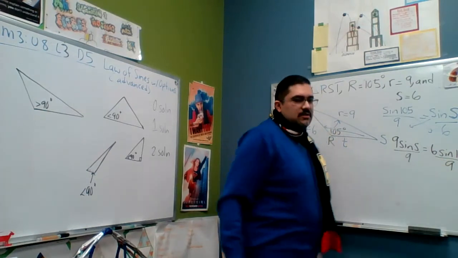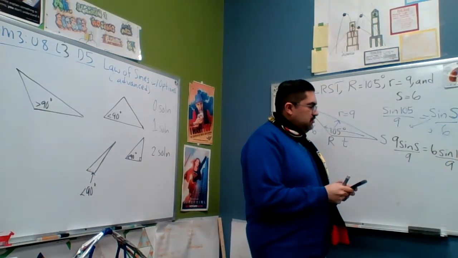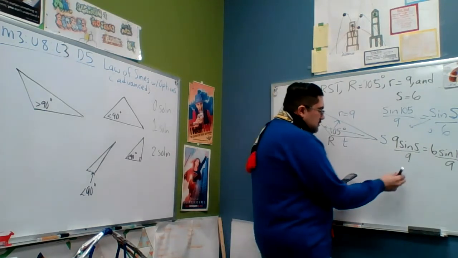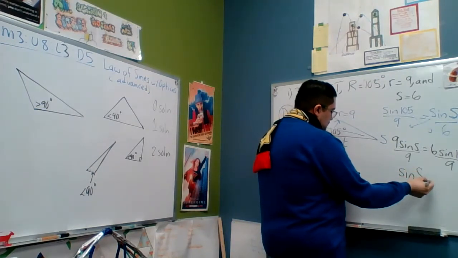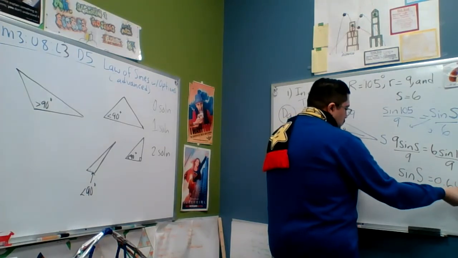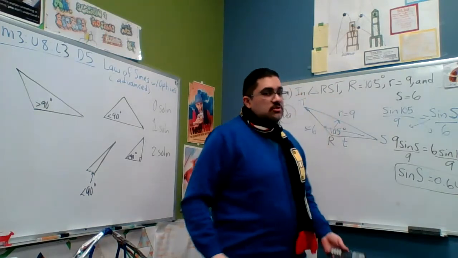I have a calculator here. I'm going to make sure I punch things in correctly. 6 sine 105. I divide by 9 and I get sine S is equal to this decimal. And if I round it correctly, you should get this. Okay? You shouldn't get a negative.